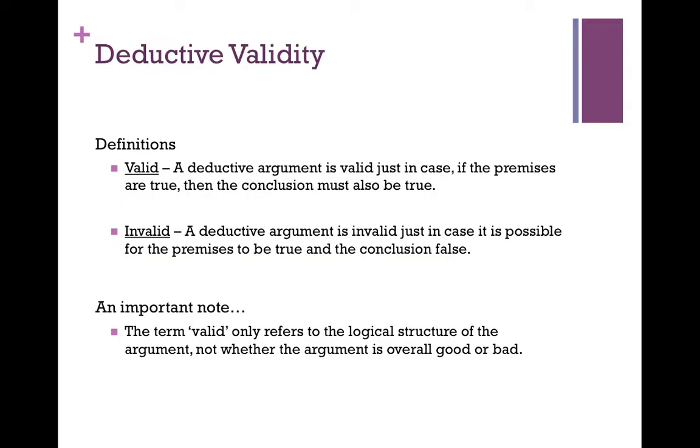So when we're talking about deductive validity, and I hope I'm not beating a dead horse here, this is really a property of the way the premises relate to the conclusion. It is a feature of how the premises relate. Do the premises guarantee the conclusion? Yes, it's valid. No, it's invalid.